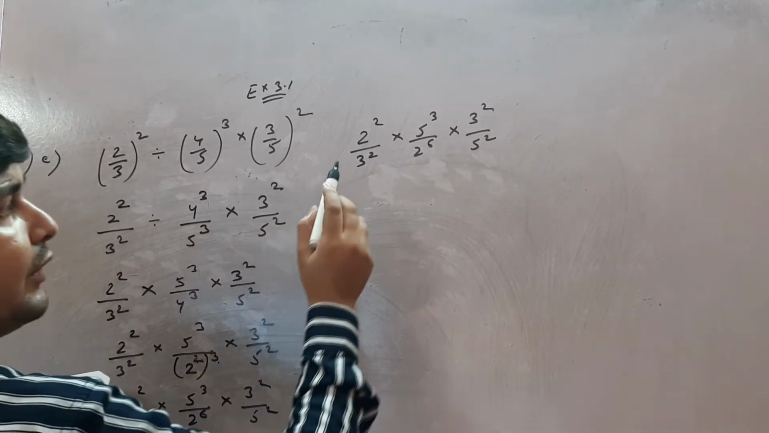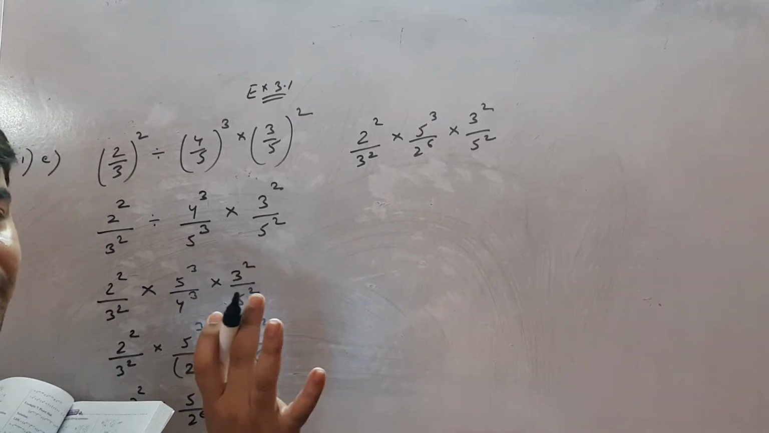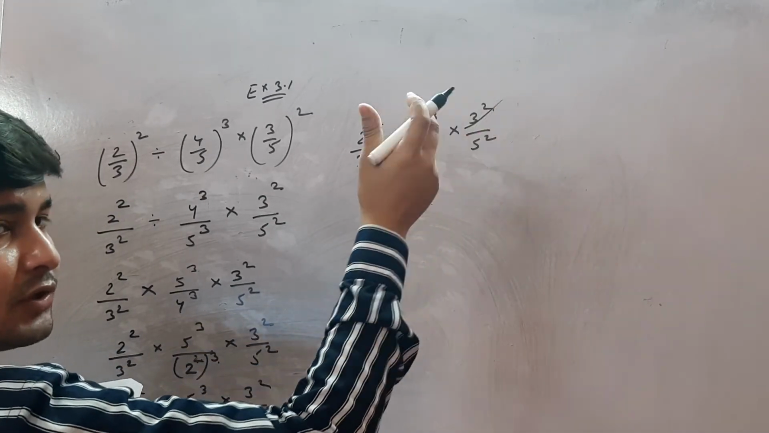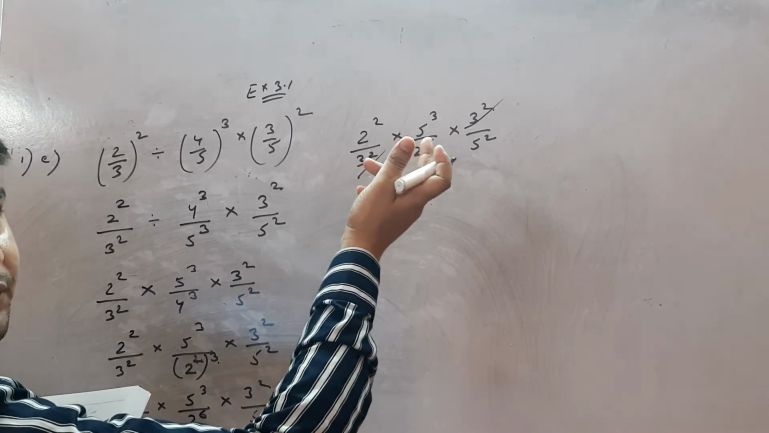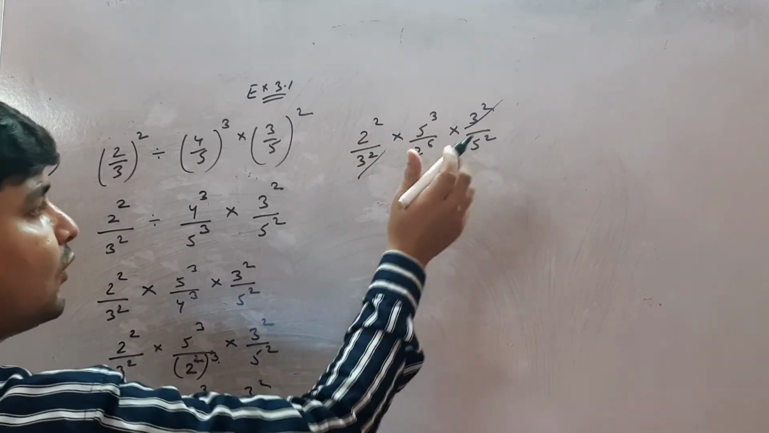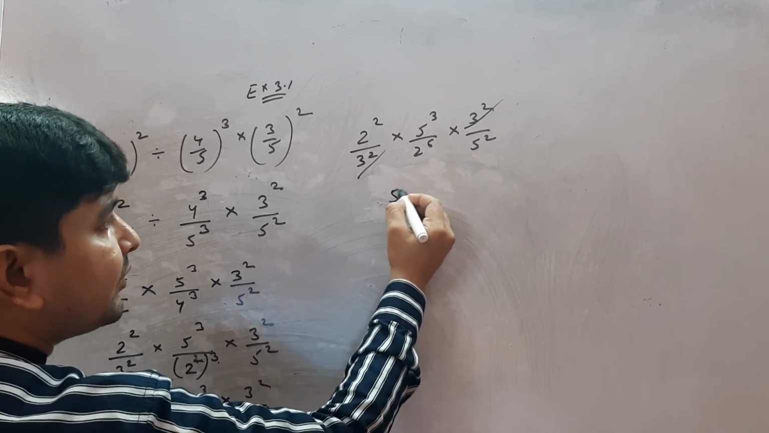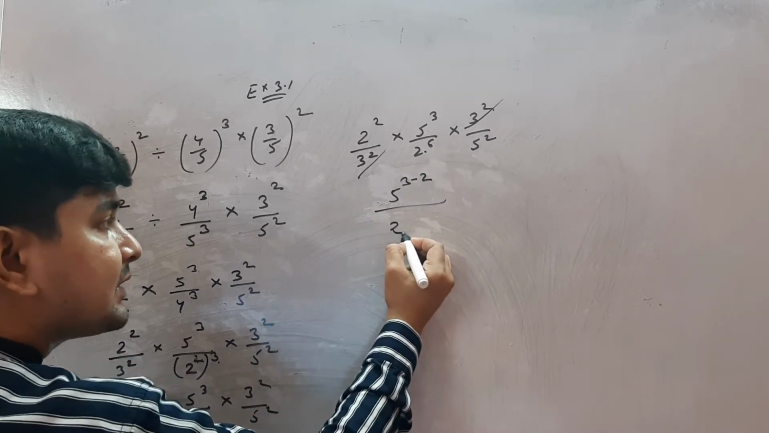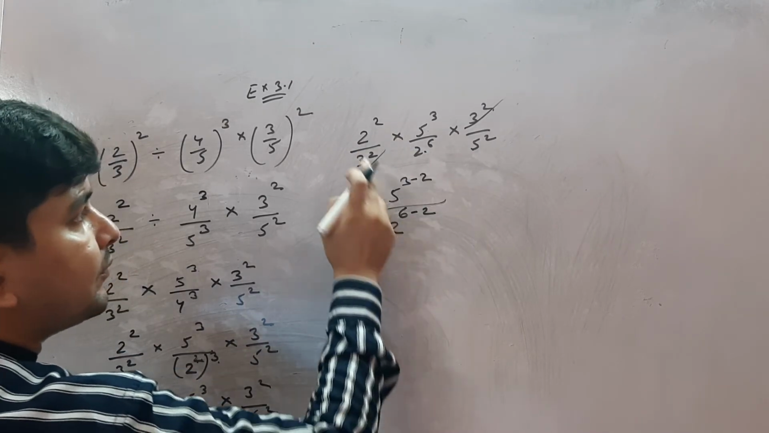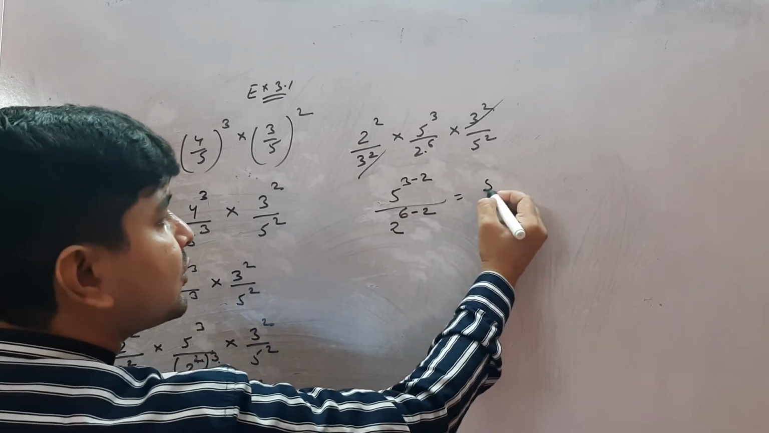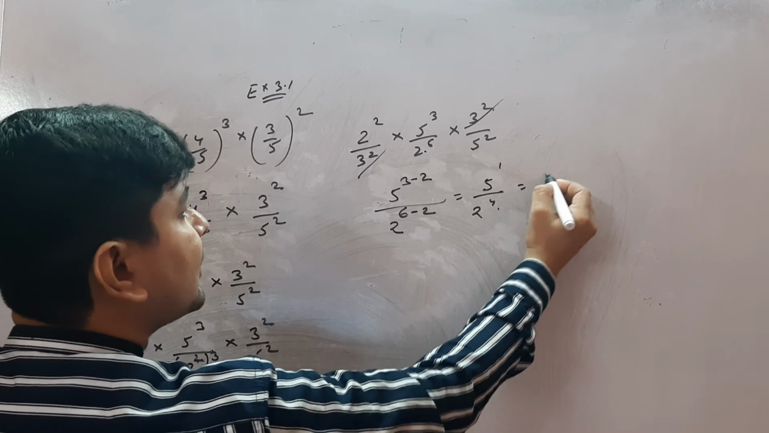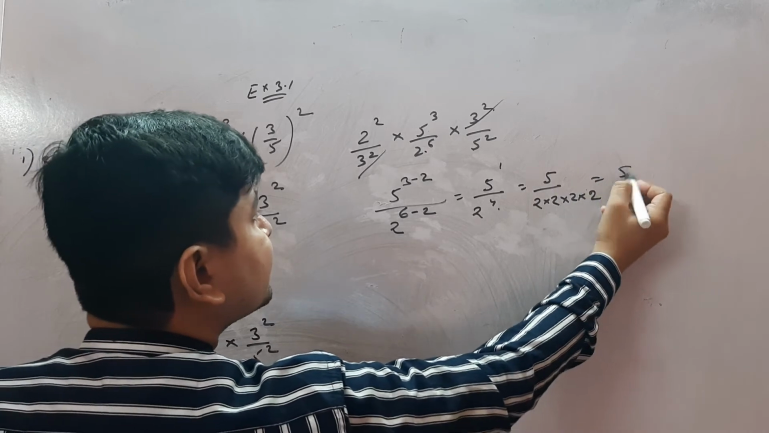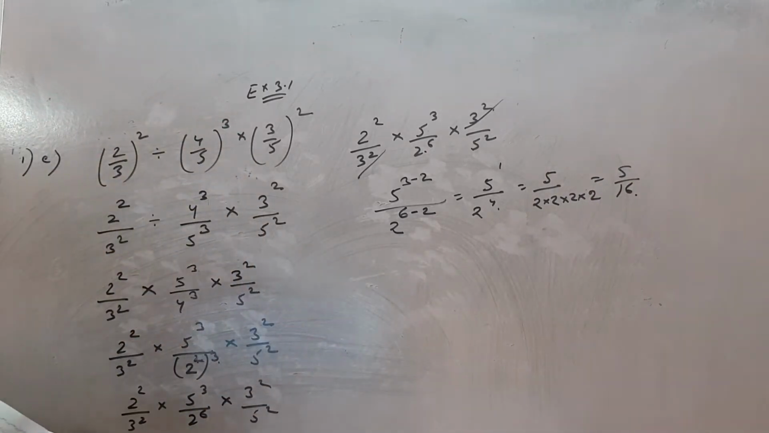We know that during division, powers get subtracted. 3² and 3² cancel out, because 3 to the power 2 and again 3 to the power 2 gives 3 to the power 0, which is 1. Over. Here is 5 to the power 3, divided by 5 to the power 2, so the power is minus, and 2 to the power 6 and 2 to the power 2, both in division, so the power is minus. So 5 to the power 1, 2 to the power 4. So the answer is 5, and 2 to the power 4 means 2 into 2 into 2 into 2, it is 5 by 16. Okay, note it down.